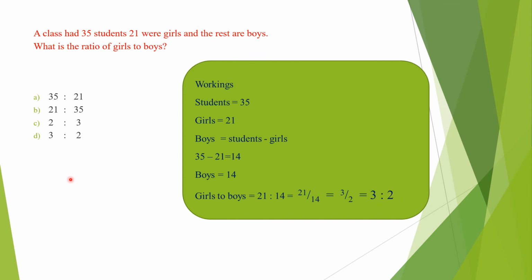So we go over to our multiple choice answers and see if we have the correct answer there. In this case, the correct answer is 3 to 2 as was seen here. Now what we do is just circle the correct answer. So we circle the correct answer.